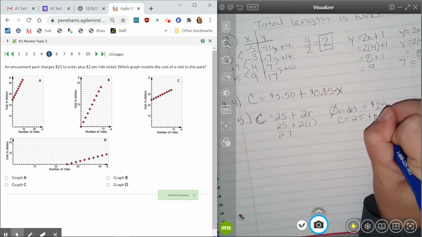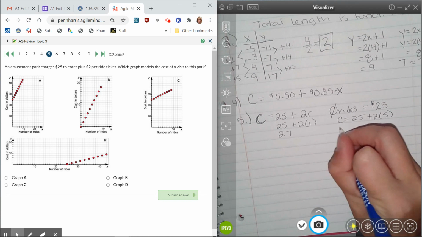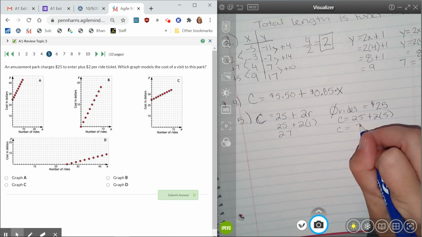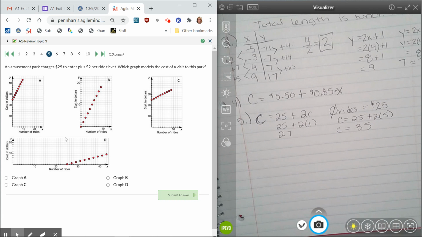25 plus 2 times 5 rides would be a total of $35. $35, and they're saying it's only 30. So let's check this over here. If we're at 5 rides, that's about our halfway point here. There we go. That's about our 35. So we're going to go with graph A on this one.